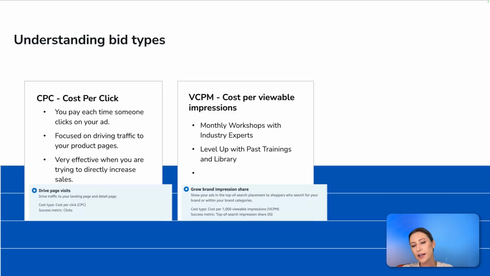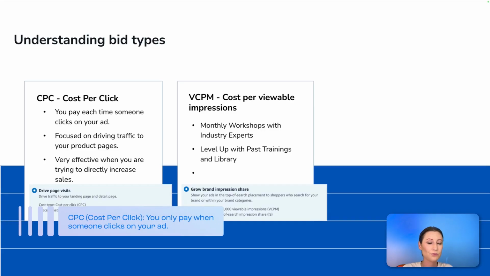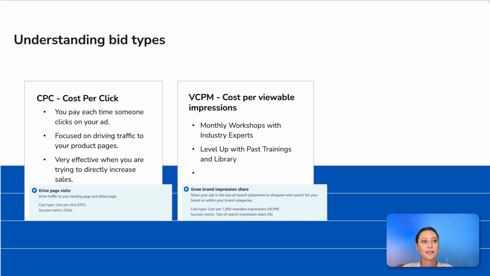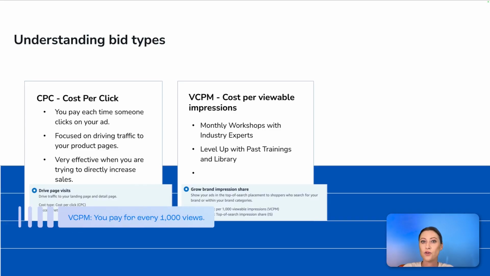Now, when you start creating your bids and you log into Campaign Manager, you're not just going to see what is called CPCs. CPCs is your cost per click. Now, the majority of your campaigns are going to be CPCs, which means you only pay when someone clicks on your ad. You pay each time someone clicks. This is focused on driving traffic to your product pages, and it's very effective when you're trying to directly increase sales. Some of these campaigns, you're going to see a view CPM model, which means you get charged for 1,000 viewable impressions.